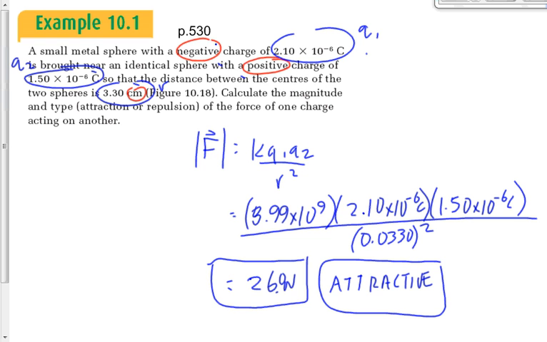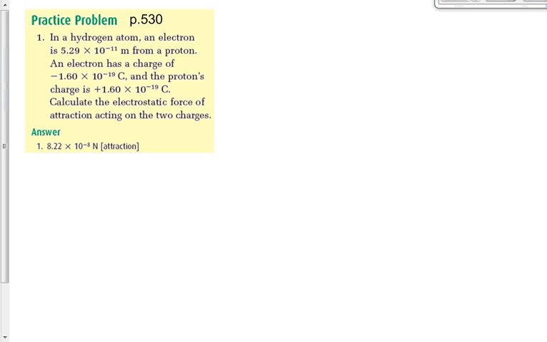Your homework for tonight are the questions that go along with that on page 530. Only one of them, I guess, hey? Good deal tonight. One question for homework.